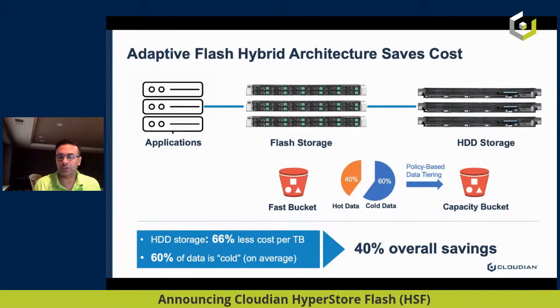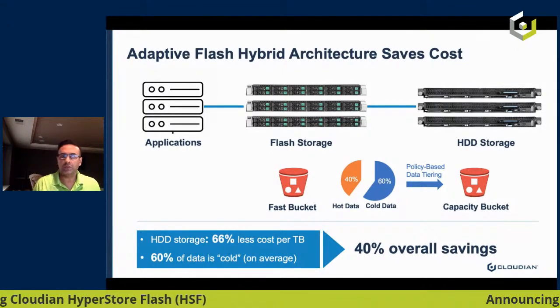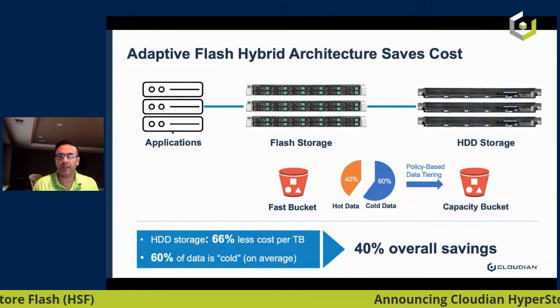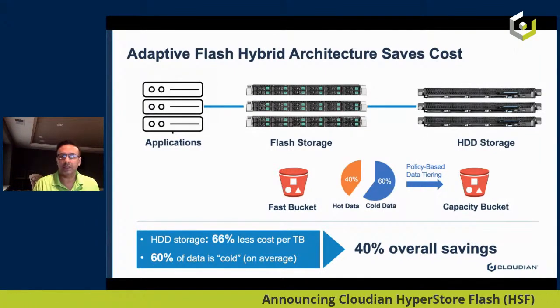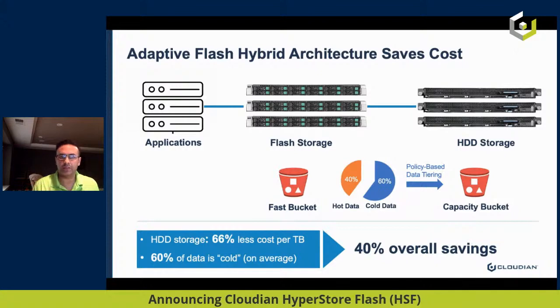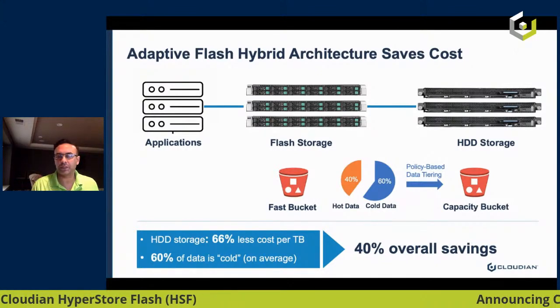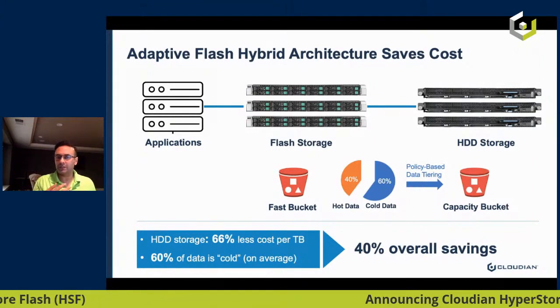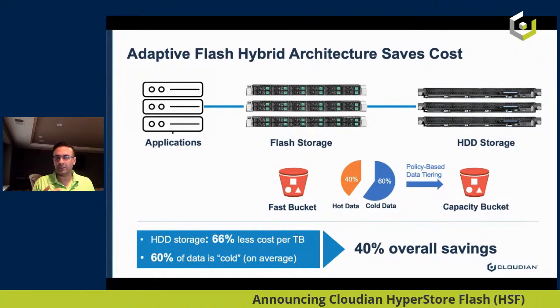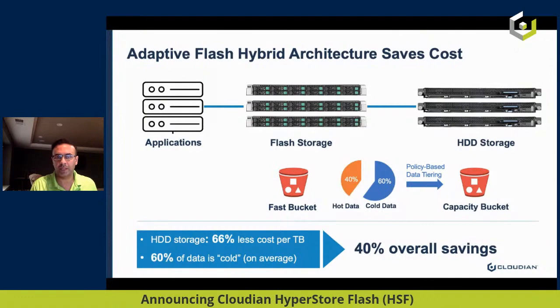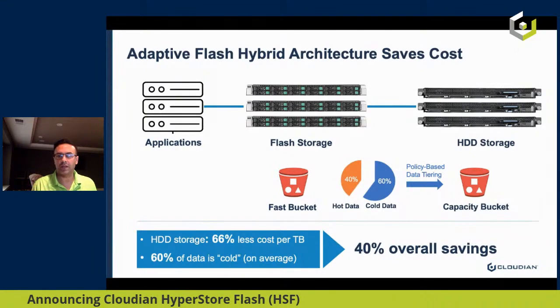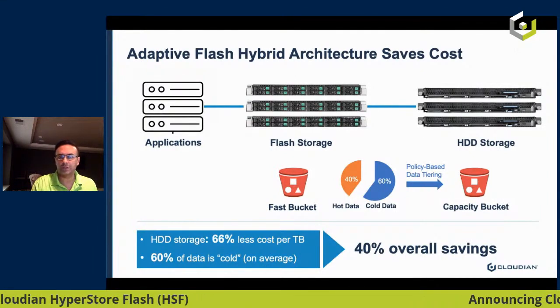60% plus data is cold, and it needs to be stored in a capacity tier, right? So combine that intelligent hybrid architecture with the cost efficiency of a spinning drive and an object storage solution, and you can easily achieve up to 40% overall savings. Applications don't have to change. Applications don't have to worry about managing that life cycle. Let the storage system manage that. And that's what we bring to the table, right?